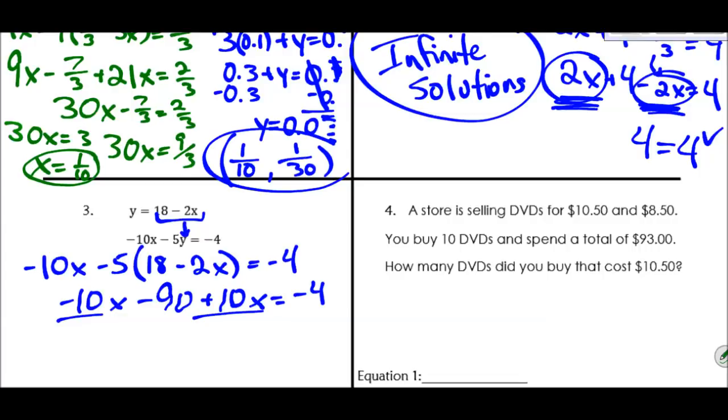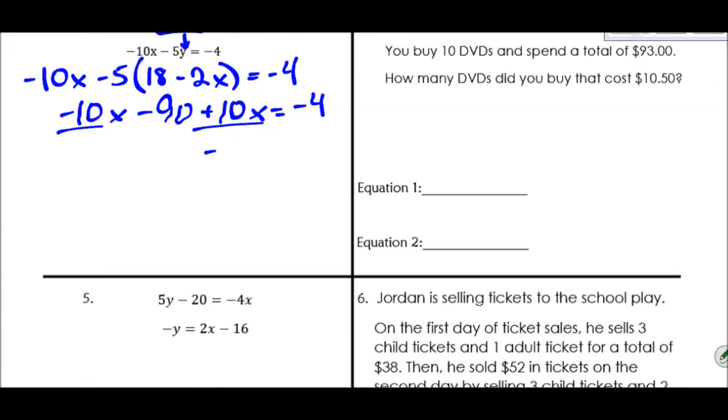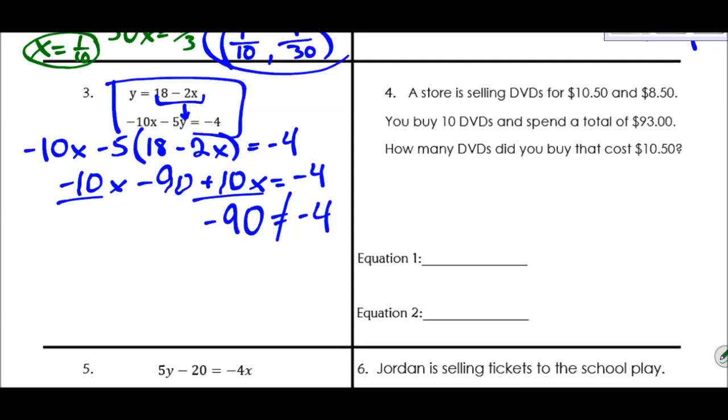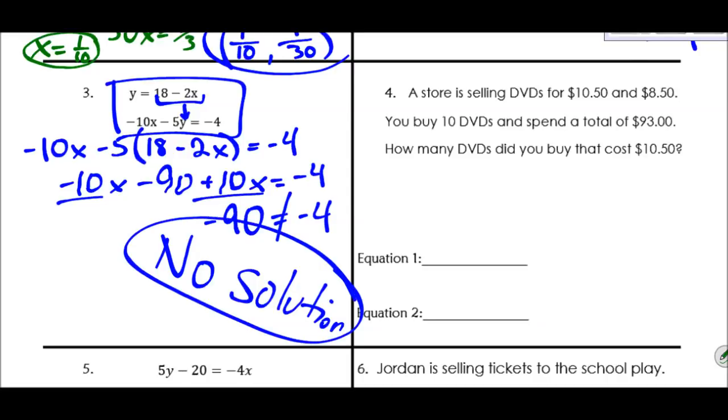One thing is different this time. We have 2 different constants. Now we have negative 90 equals negative 4. That's not true. So there is nothing that we could plug into this to make these equations meet. These equations never meet because they're parallel, and that means they have no solution. There is no point of intersection between those two lines. And we can tell that from this last line. When you get two constants by themselves and they're not equal to each other, that means there is no solution to that equation.